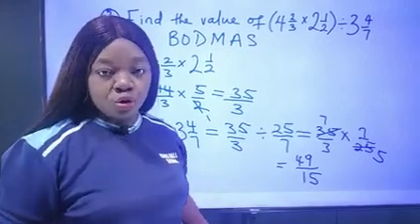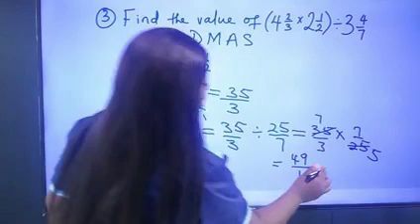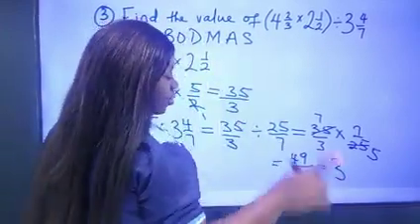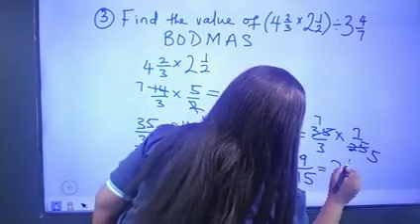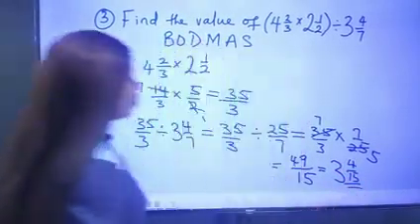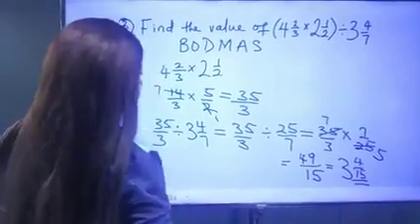So what we need to do is to convert to mixed number. So 49 divided by 15, that will be 3, because 3 times 15 is 45. We'll be left with 4. 3 whole number 4 over 15. So I hope you got this. So make sure you write this down in your book.